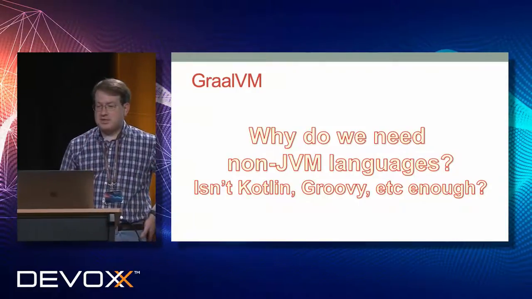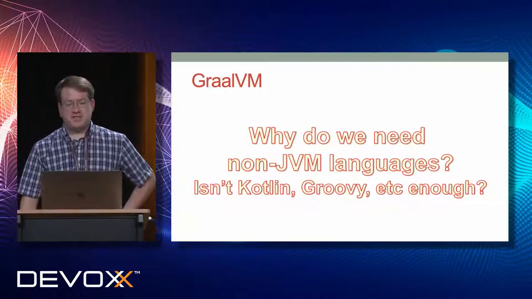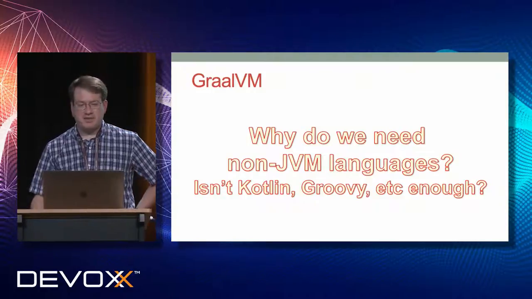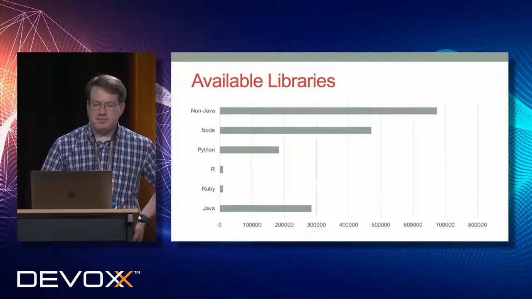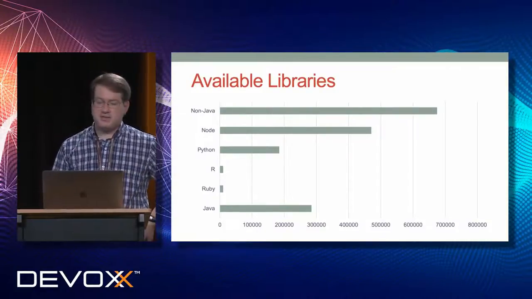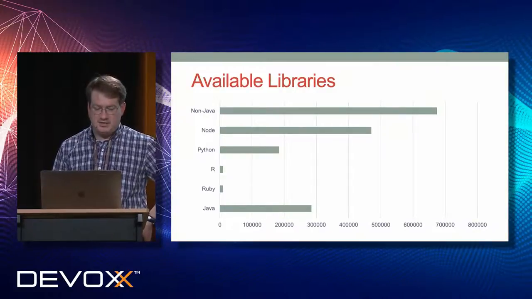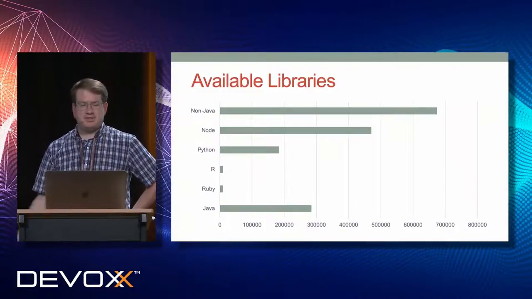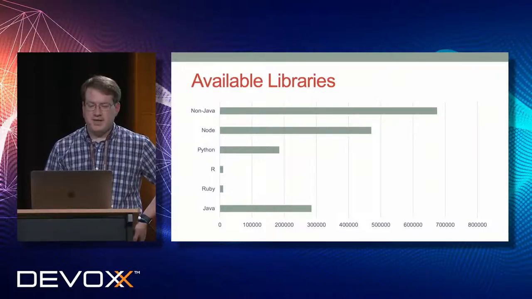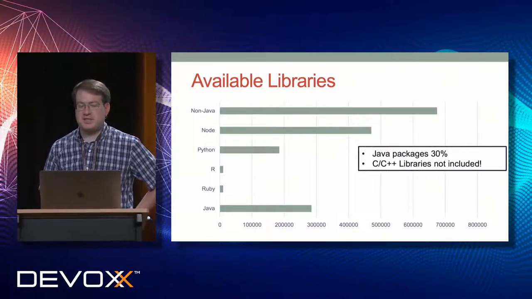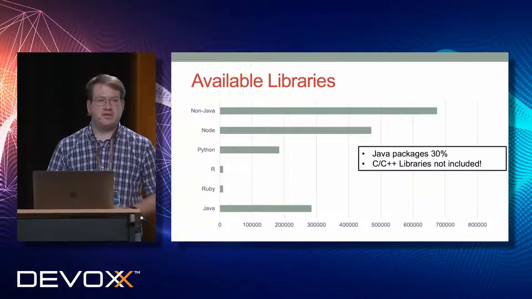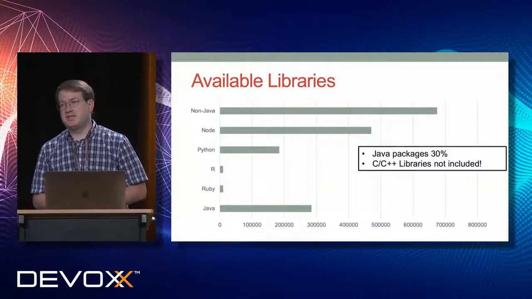One of the questions that comes up is why do we need non-JVM languages? Isn't there enough innovation going on in the Java platform right now with Kotlin, Groovy, name the language that's out there? And the answer really is no, because if you look at the packages that available in other languages out there, and this does not include C++ libraries, Node has, I think, almost 500,000 packages, the equivalent of jars that implement different functionality. Python's got a huge number. And Java only comprises about 30% of the libraries that are available. So if you're only programming in Java, you're limited to less than 30% of the open source libraries available, not including C and C++.